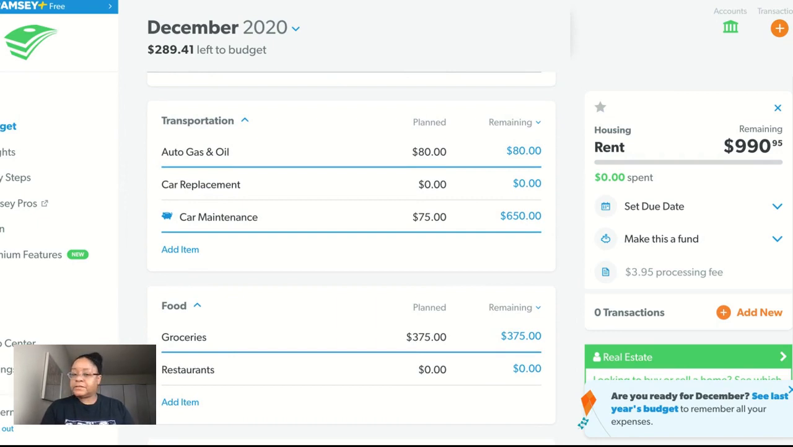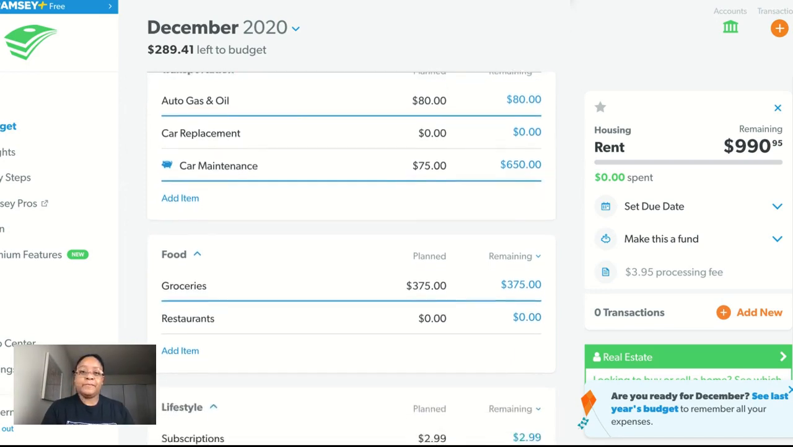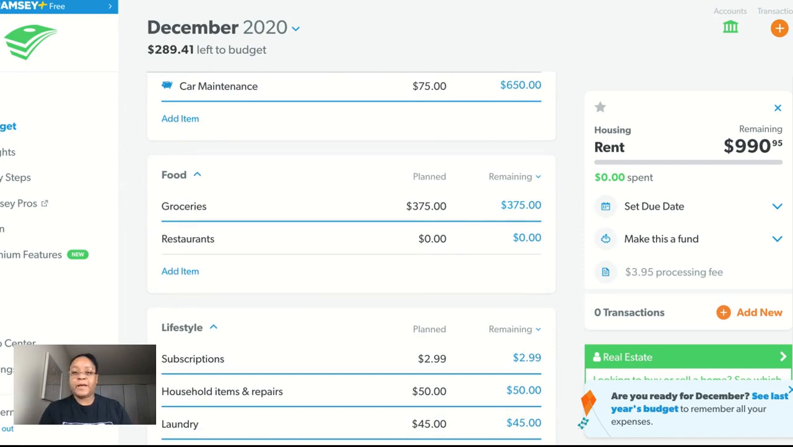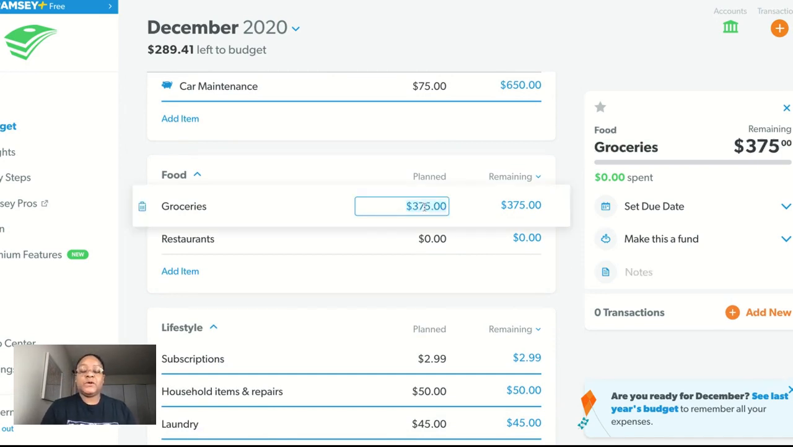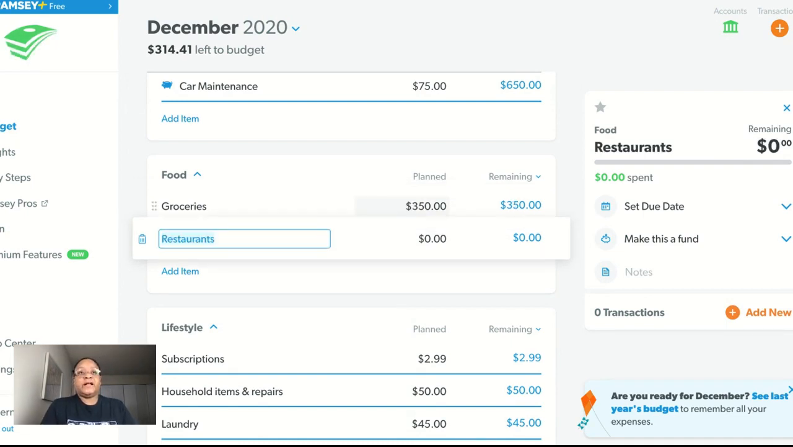Car maintenance, $75. I'm still putting money aside for car maintenance because you know that in November, the biggest expense I had was the car. My boo, and my most expensive thing. Groceries, I'm going to knock that down to $350. I'm still giving myself $50 extra to prepare my Christmas meal.